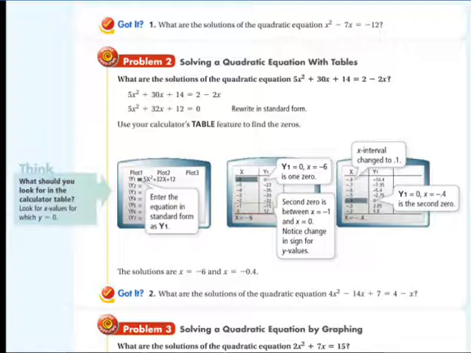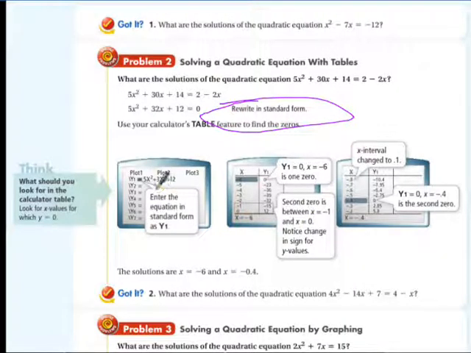All right. Solving a quadratic equation with tables. What are the solutions of the quadratic equation 5x squared plus 30x plus 14 equals 2 minus 2x? Okay, so first we want to rewrite in standard form, so we got to get it equal to 0. We can use our calculator's table feature to put in numbers.